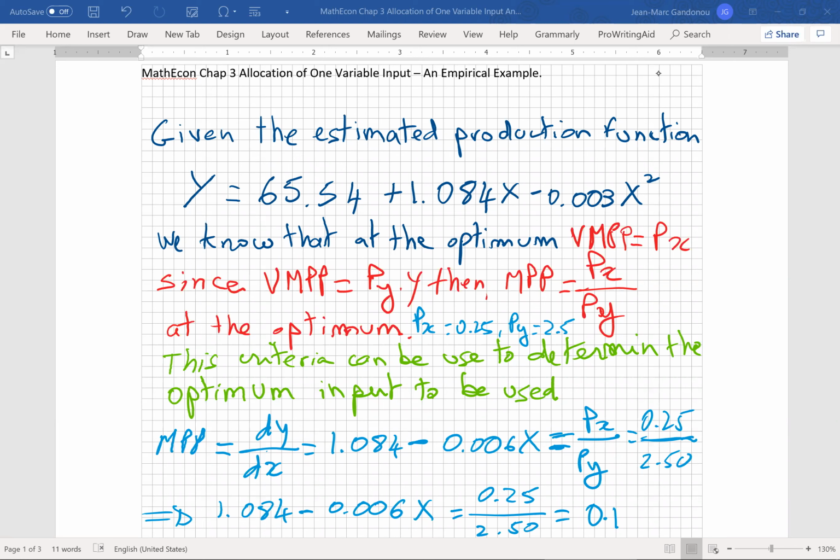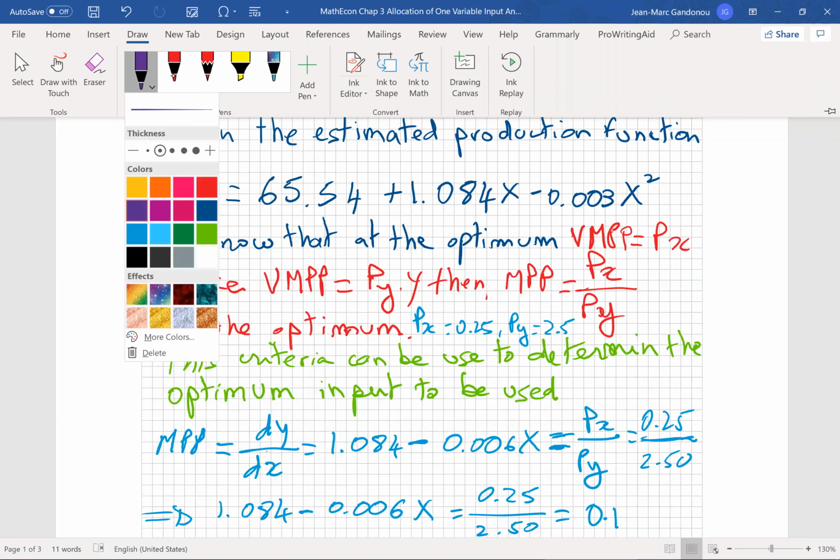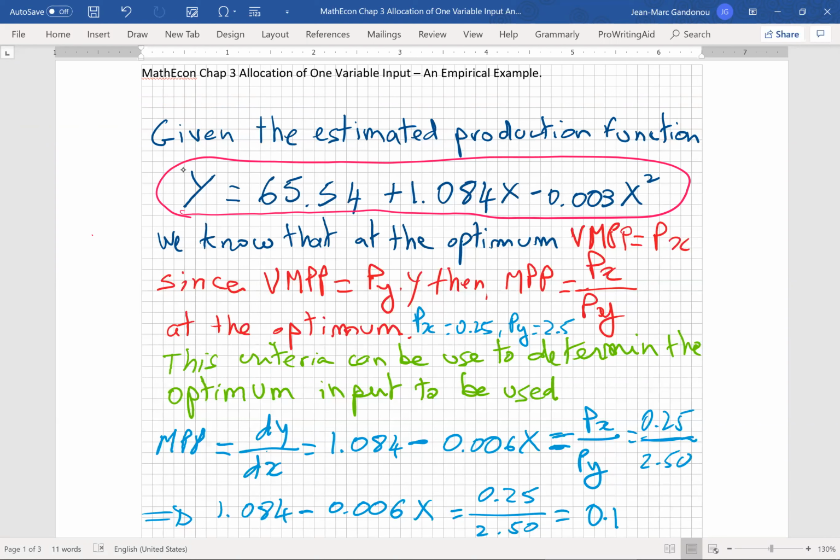So let's say that we have a production function that is y equals 65.54, and so that's the fixed cost, right? Plus 1.084x minus 0.03x squared.